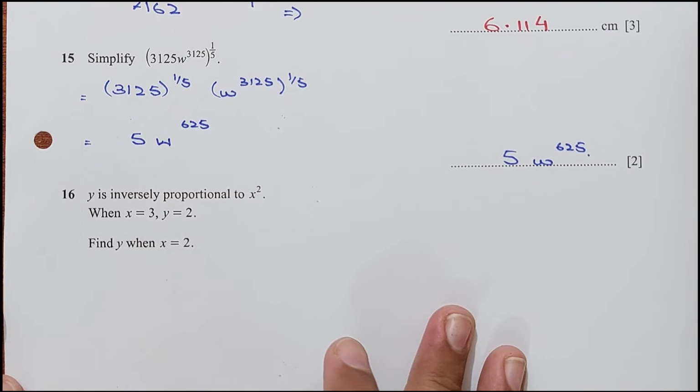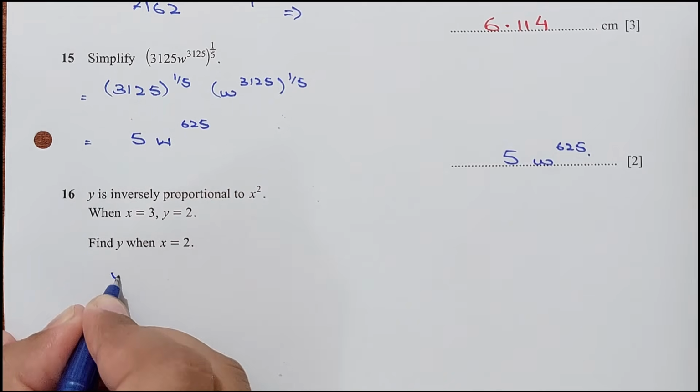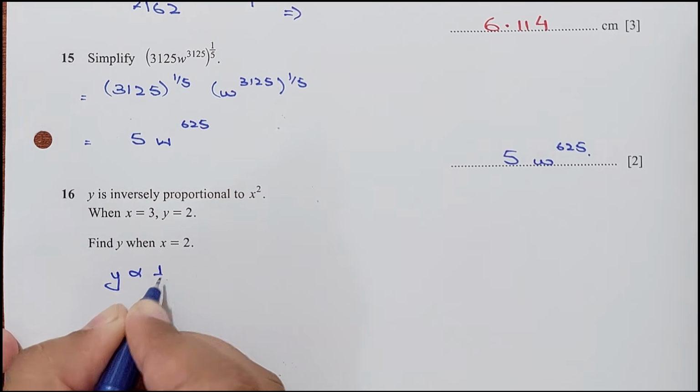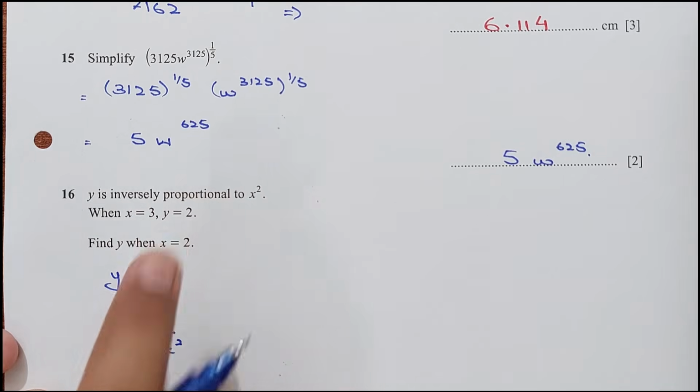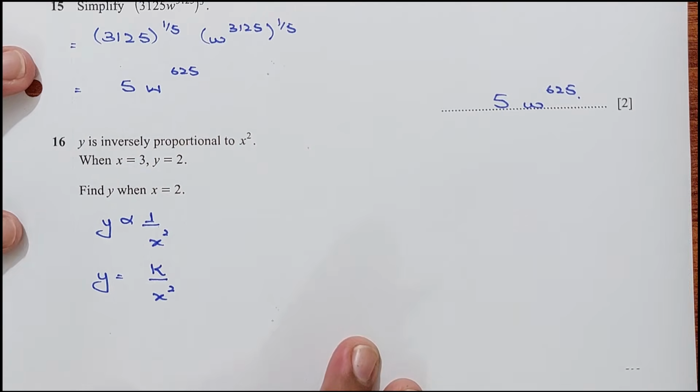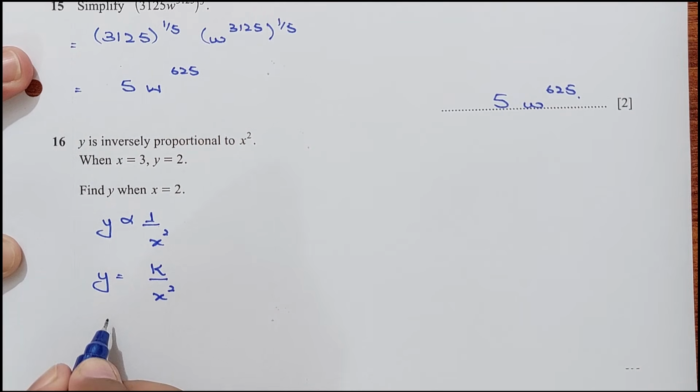Number 16, y is inversely proportional to x squared. So y would be equal to some constant of proportionality over x squared, right? When x is 3, y is 2. Let me solve for k first. So 2 equals k over 3 squared. 2 times 3 squared, which is 9, is 18. This is the value for k, right? So we have the k value.